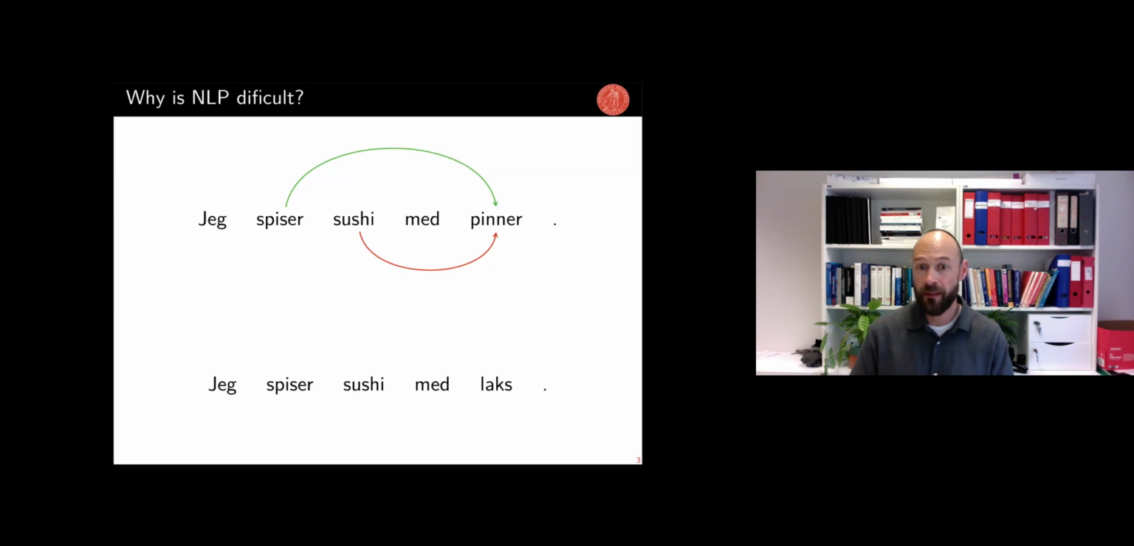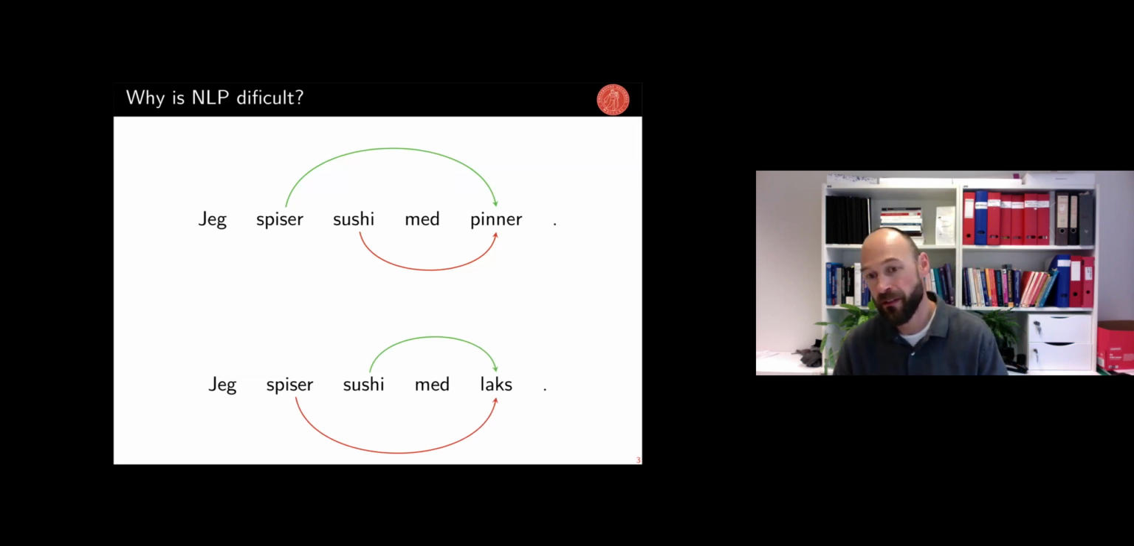I eat sushi with salmon. Jeg spiser sushi med laks. We only swapped out the final word. But here, that reading where the salmon is tied to the sushi is indeed the correct one. So once again, the alternative reading, that salmon is actually tied to the verb to eat, is also available. So this would mean that we're eating sushi using salmon as a tool instead of the sticks.